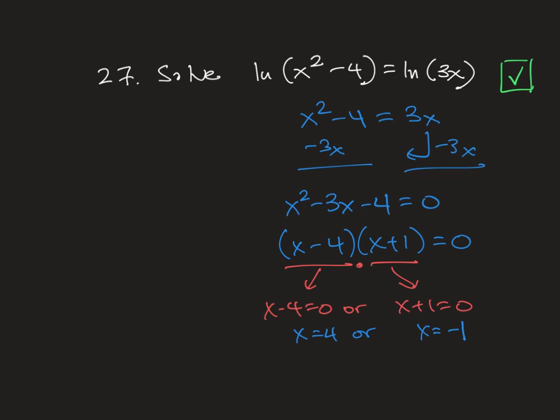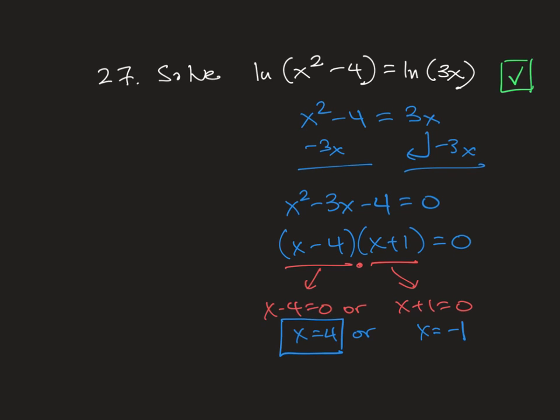I got to check. So let's check 4. And when I check 4, all I'm looking for is when I plug in x equals 4 for this x and for this x, do we end up with positive numbers? Okay? Positive numbers inside the log. So if I take 4 and I plug it in, 4 squared is 16. 16 minus 4, positive 12. We can do that all day long. If I take x equals 4 here, 3 times 4 is also positive 12. What do you know? So x equals 4 checks out.